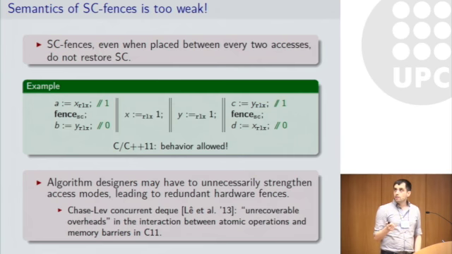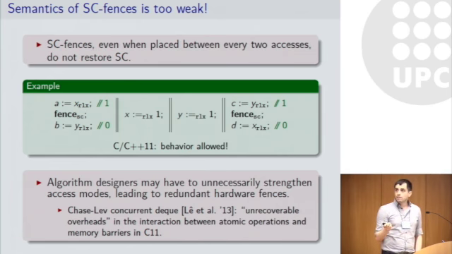And what is the problem? The problem is that SC fences, even if you place them between every two commands, if you follow the C11 specification, are not enough to restore SC. And this is a well-known example, very similar to the example I had before. Everything is relaxed accesses, and I have a fence between every two commands. So there is a fence between these two, a fence between these two. And the C11 specification still allows this behavior. So with just using fences, you cannot guarantee SC for the whole program.